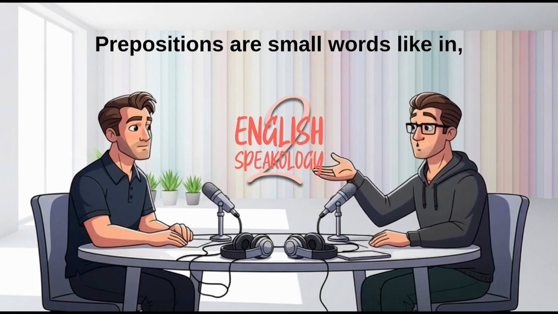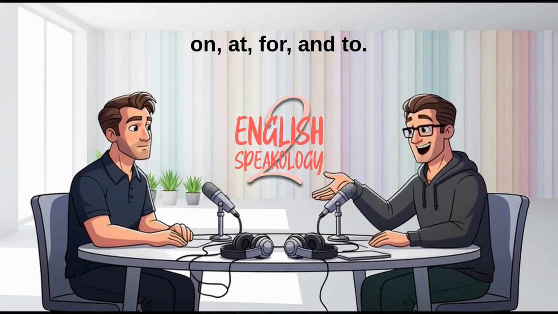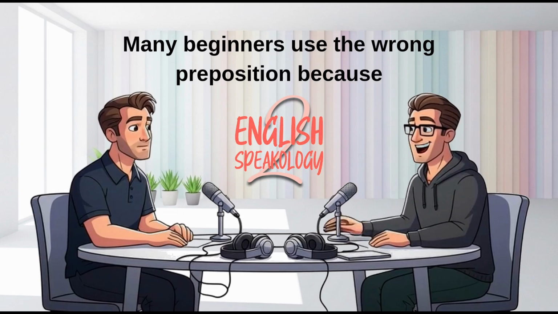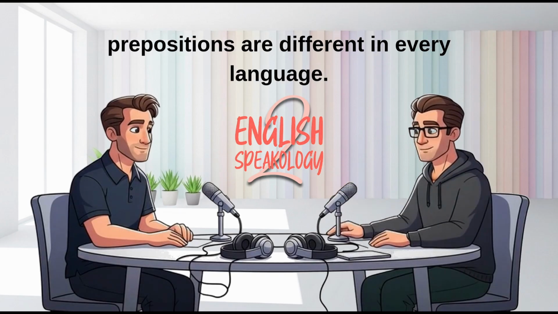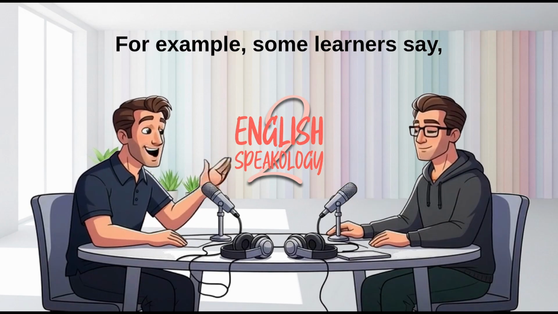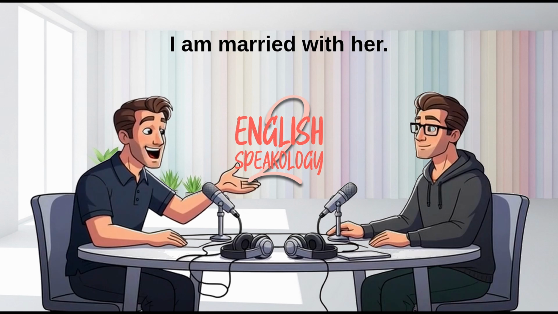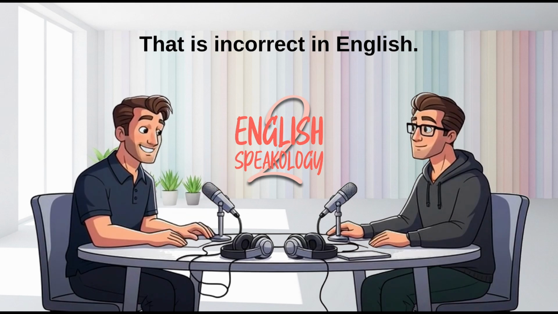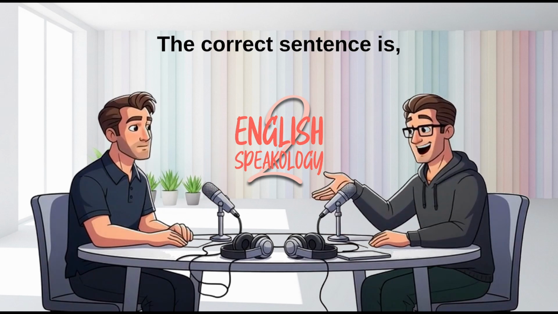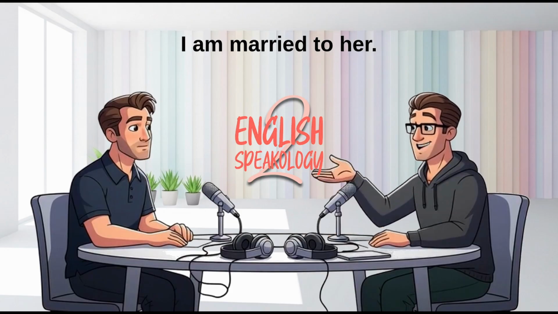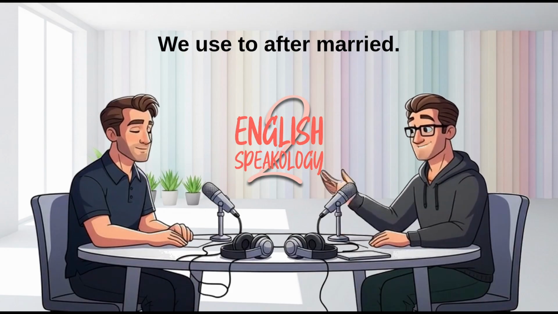Prepositions are small words like in, on, at, for, and to. Many beginners use the wrong preposition because prepositions are different in every language. For example, some learners say, I am married with her. That is incorrect in English. The correct sentence is, I am married to her. We use to after married.